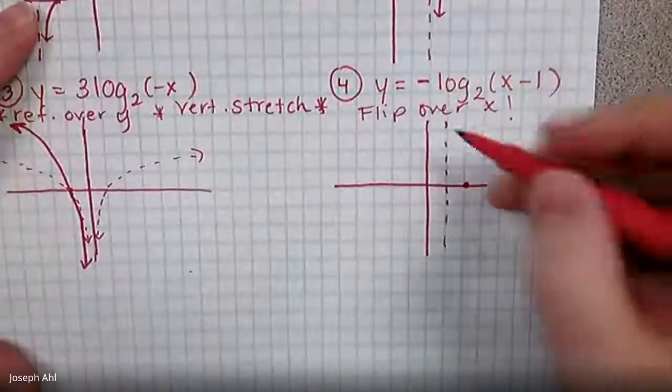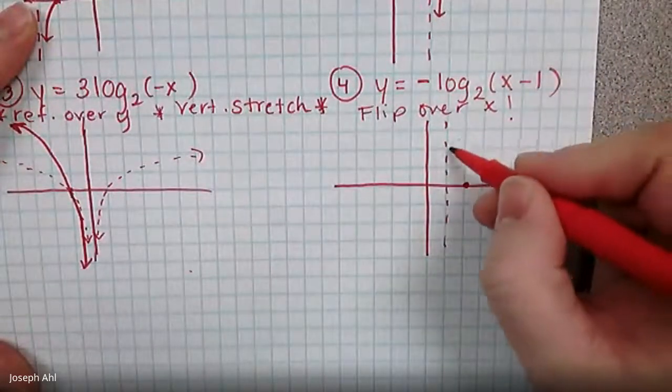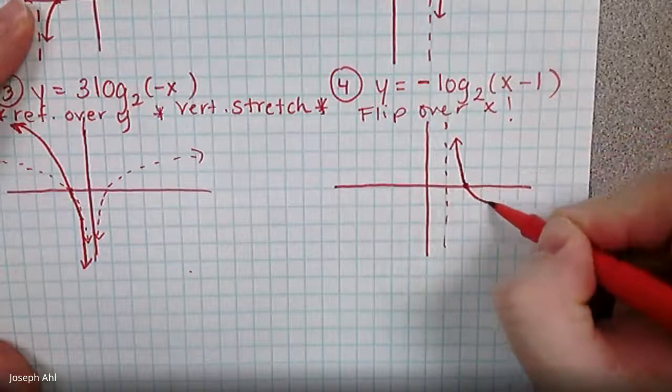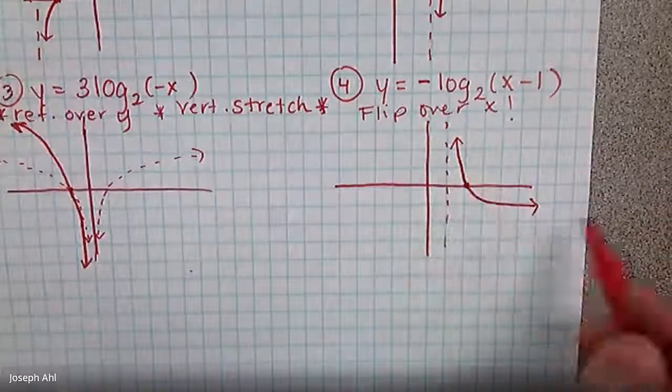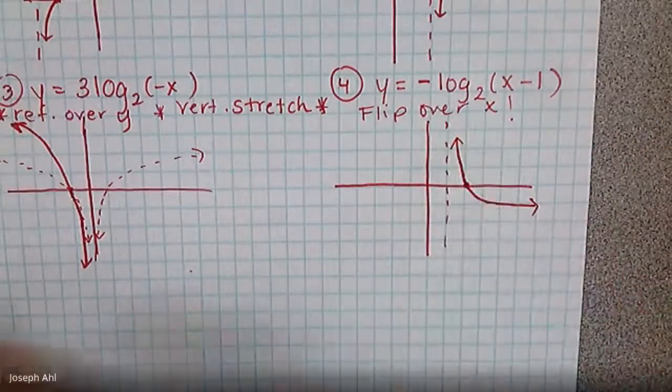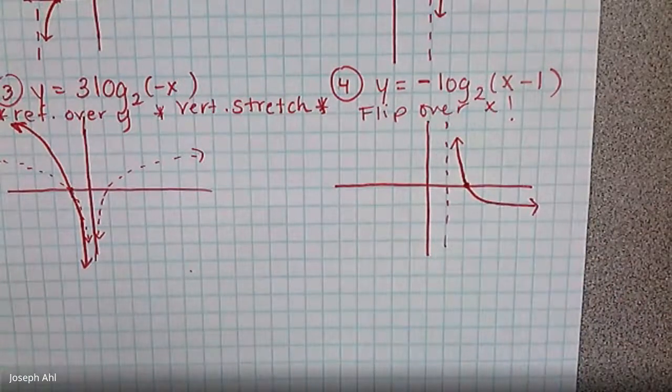So when I sketch this graph, it's going to increase towards the vertical asymptote like this. And when I come over here, it's going to slowly head towards negative infinity, flipping over the x-axis. But think about how that would look if we flip it over the x.